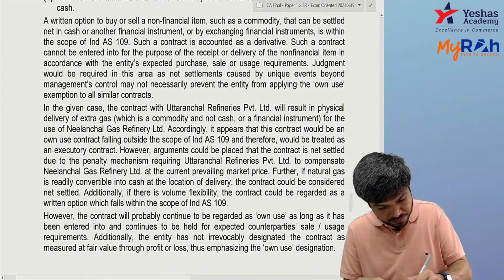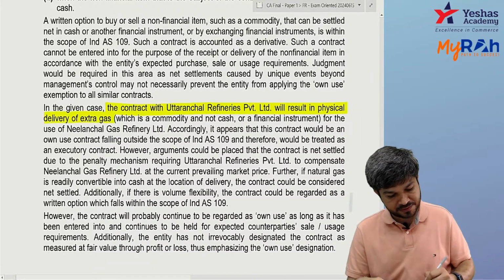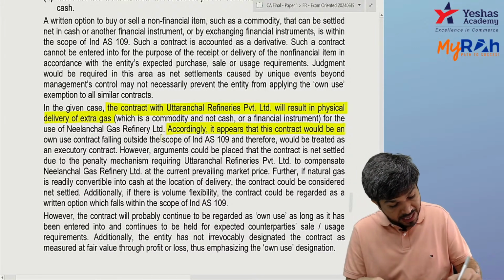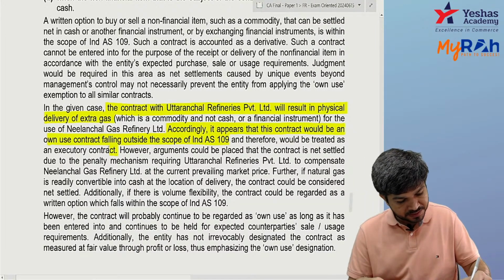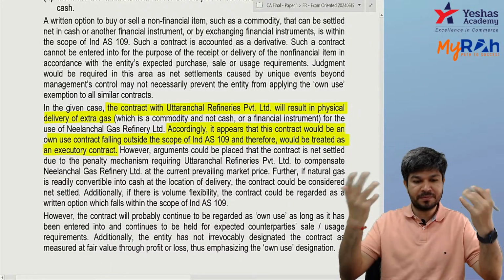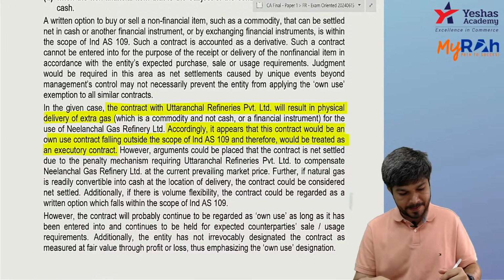The contract with Uttaranchal will result in a physical delivery of gas. Accordingly, it appears the contract will be out of scope of 109, and it's treated just as a normal executory contract. When they deliver me goods, I have to pay money that way. It's out of scope of 109.